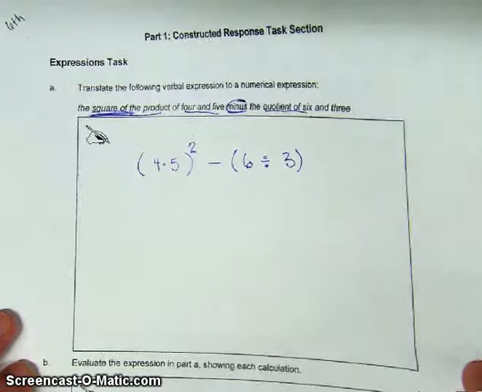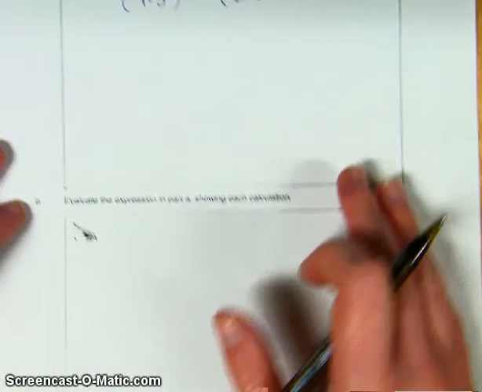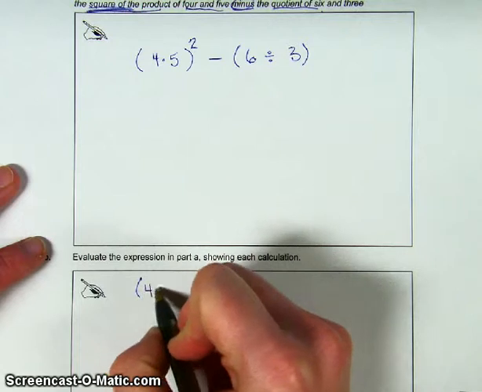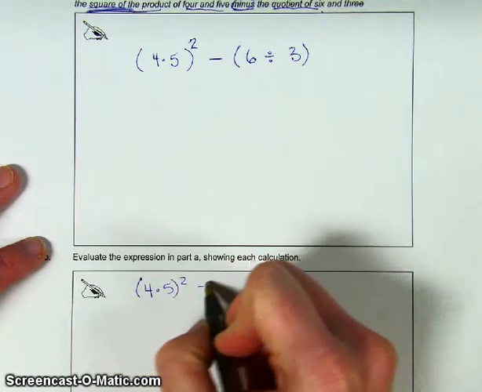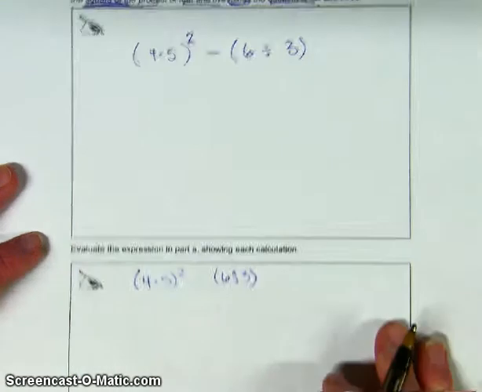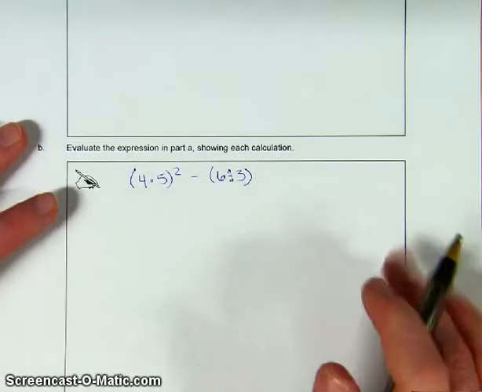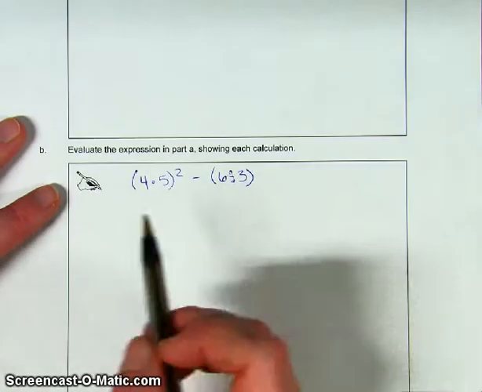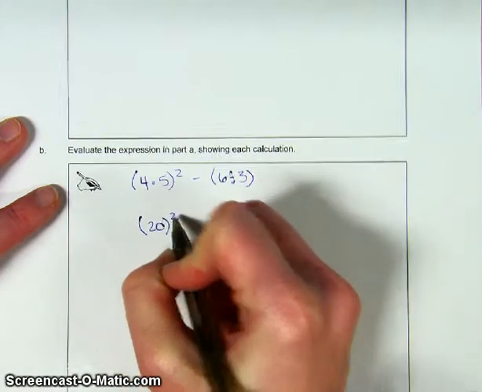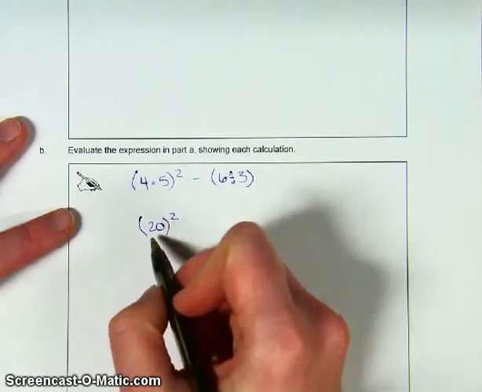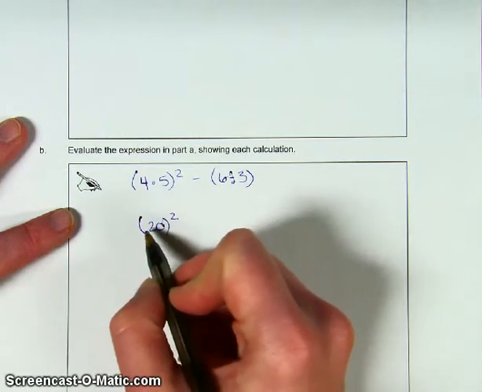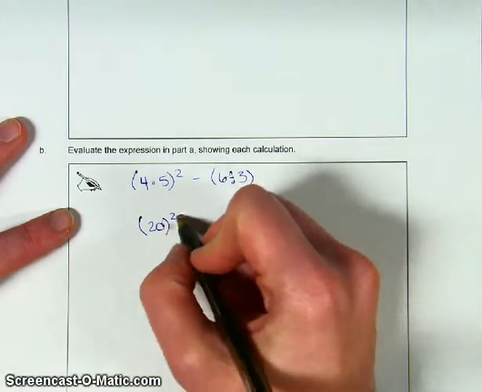Then for part B it says evaluate that expression in part A showing each calculation. So I'm going to rewrite this. And then the first step we're going to do is work our parentheses from left to right. So that will be 20 to the second. I do not have any operation inside that parentheses left. I've done what I can there, but I'm leaving it there so I know that that is 20 to the second power.